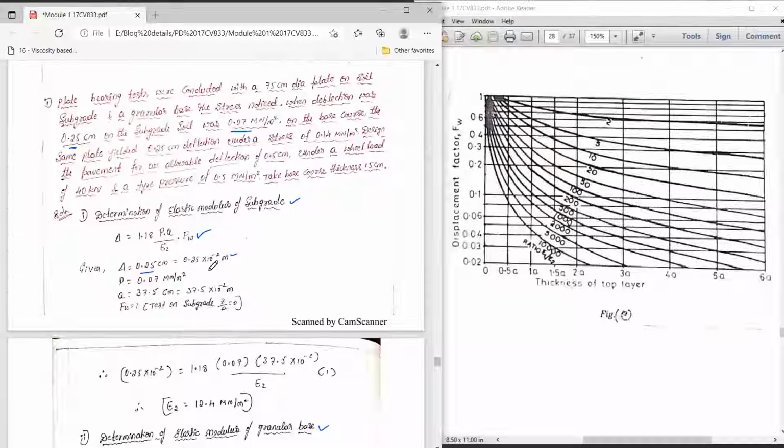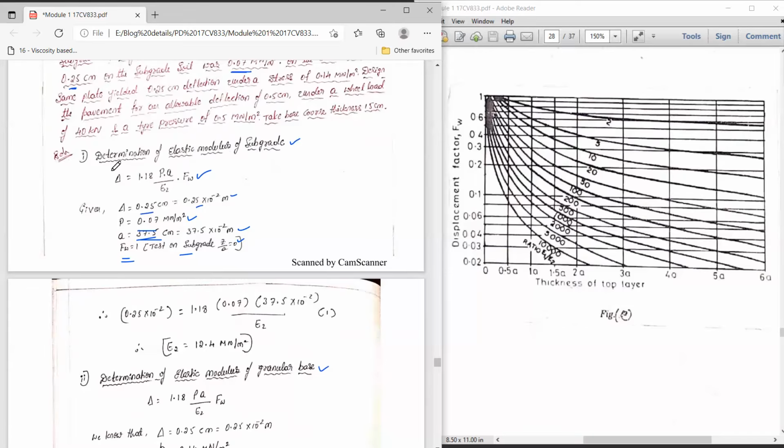Deflection is 0.25 centimeter. I converted that to meter, that is 0.25 × 10^-2 meter. And pressure is 0.07 meganewtons per meter square. The plate load test was conducted on a 75 centimeter diameter plate, therefore obviously radius is 37.5 centimeter, and in terms of meter, it is 37.5 × 10^-2 meter. In the first step, you need to take FW equal to 1 because the test is conducted on the subgrade. Since Z by A is equal to 0, initially we have to consider FW equal to 1.